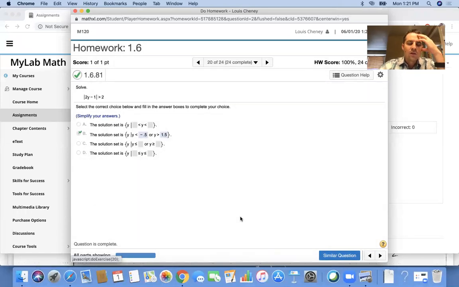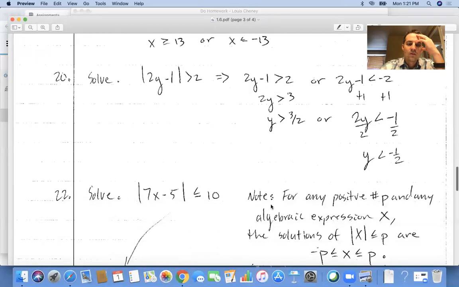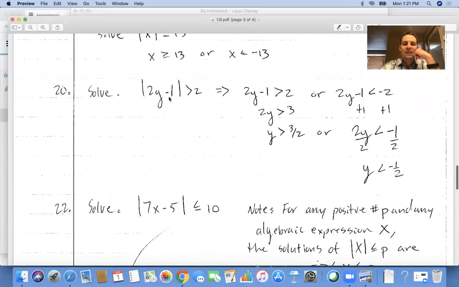Okay. We're going to use that same principle for this question with the y's in it. Anytime you have an absolute value with a greater sign, you just keep the inequality looking the same, drop the absolute value. Then you flip the direction of the inequality and make it negative here. Solving both of these yields y is greater than 3/2. And then solving this one yields y is less than negative 1/2.